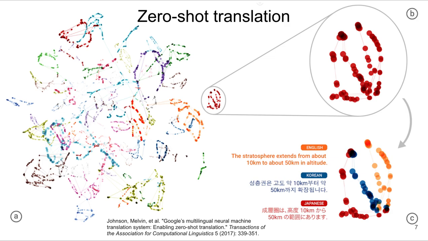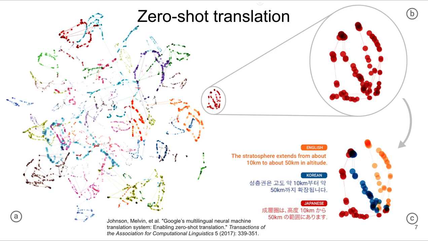and then English to Japanese data. And what was demonstrated was that same system can also translate between Korean and Japanese, even though it wasn't trained on Korean and Japanese language translation.